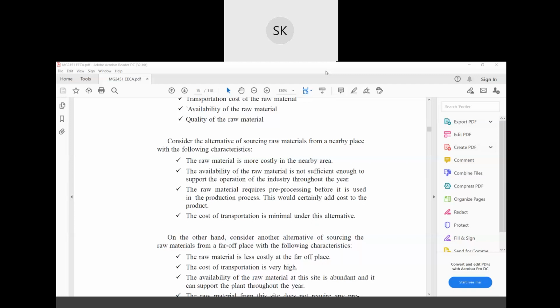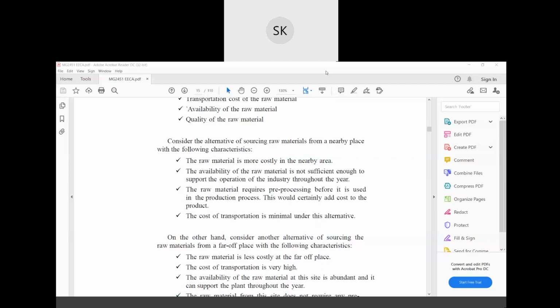Okay. Your cost will come under this transportation. It will be balanced out, but you need to do processing again. So again it is costing you more, right? Plus the material is not available throughout the year, right?